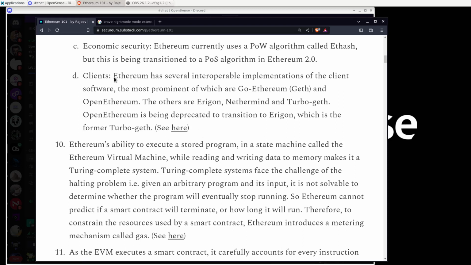Clients. Okay, cool. No problem. Ethereum has several interoperable implementations of the client software. The most prominent are Go Ethereum and Open Ethereum. The others are Erigon, Nethermind, Turbo-Geth. Open Ethereum is being deprecated in transition to Erigon, which is the former Turbo-Geth. Can anybody explain to me Erigon here?